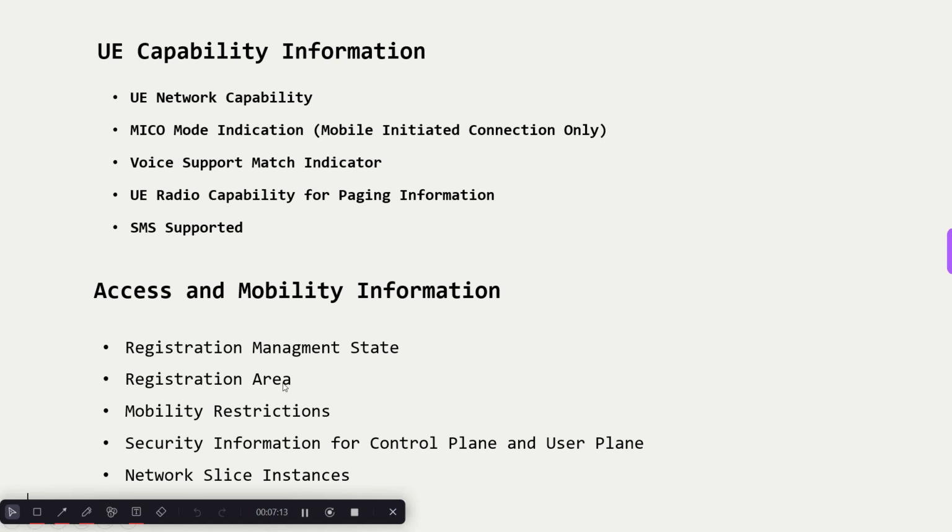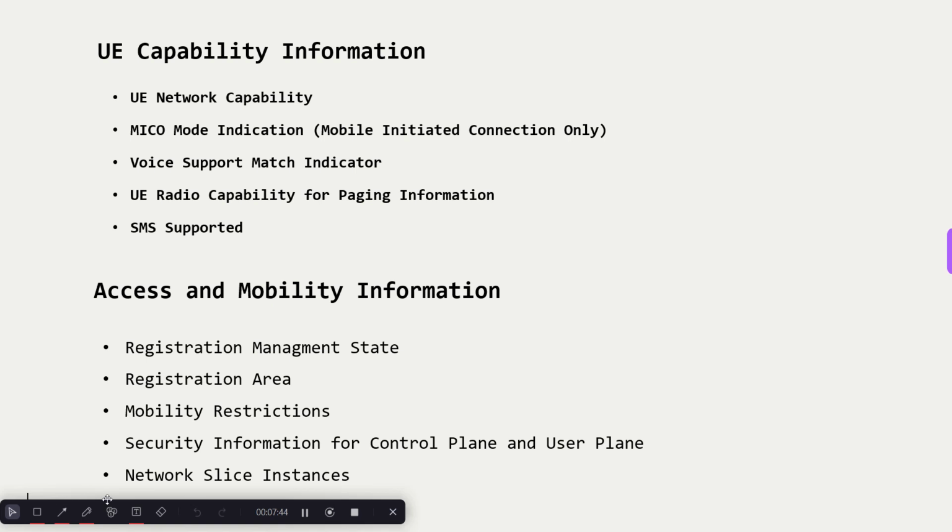Then the registration area. When the UE gets into the network, the network will know the location of the UE. It will track the UE location continuously and periodically get the location of the UE. For example, if a person moves from one place to another on a daily basis, like from home to office, that is like a registration area.